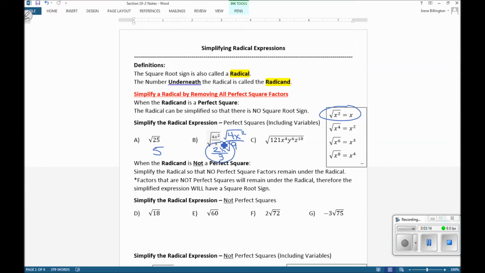So if I square root 121, I get 11. And the square root of x to the 4th, we know, is x to the 2nd. And the square root of y to the 6th would be y to the 3rd. Then we need to square root z to the 10th. So that would be z to the 5th. You just divide that exponent by 2. So our answer would be 11x squared y cubed z to the 5th.